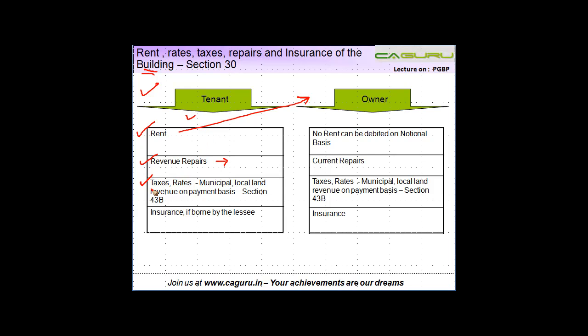Third is taxes, rates. Again, same as the owner. The only thing is these are allowed if these have to be borne by him. I mean, just because he is paying the taxes and rates and then recovering the money from the owner, these will not be allowed as a deduction. If you are paying it and not recovering it from someone else, you are bearing it, then you are allowed a deduction for this. And the last is insurance. Again, insurance is allowed as a deduction only when it is borne by the assessee.